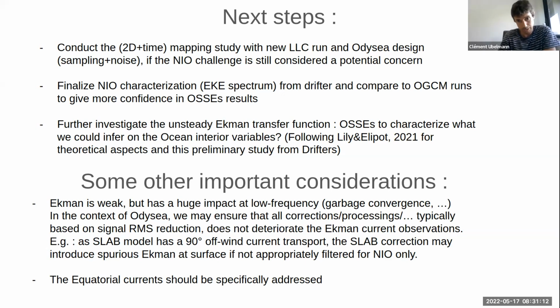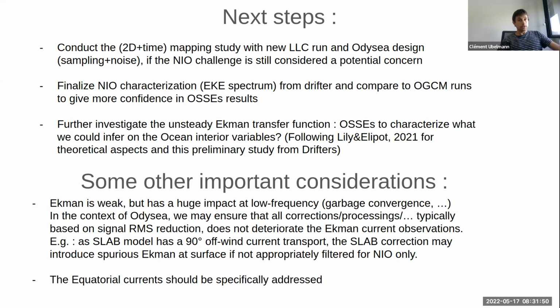There is a very interesting paper by Lilian Elipot with a very in-depth theoretical background. Some other important consideration, a detail but I think it could be important, is that you should remember that Ekman is weak at low frequency, but has a huge impact, in particular for garbage convergence in the ocean. And in the context of Odysea, we may ensure that all the correction processing, typically based on signal RMS reduction, does not deteriorate Ekman current observation.